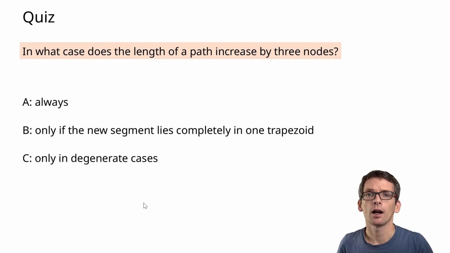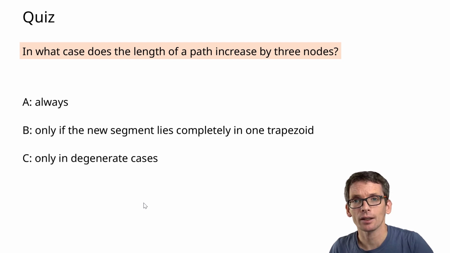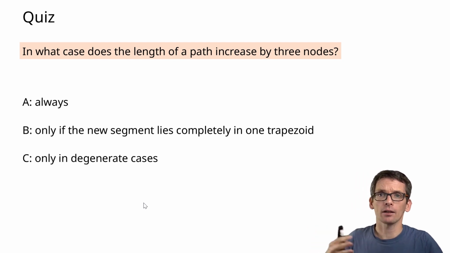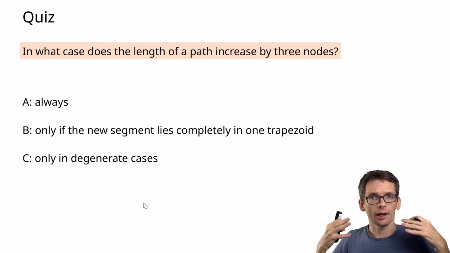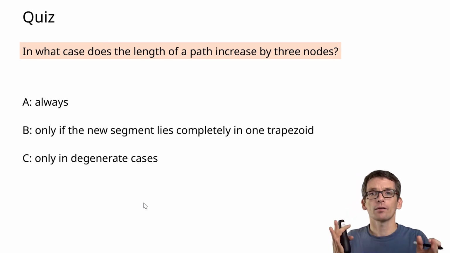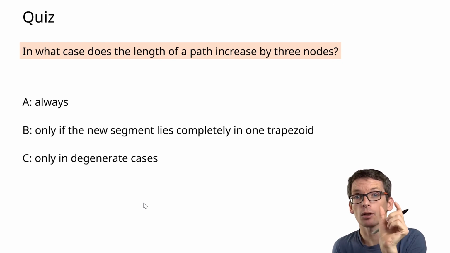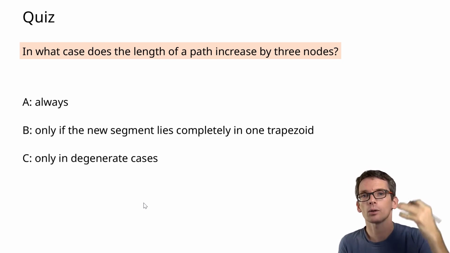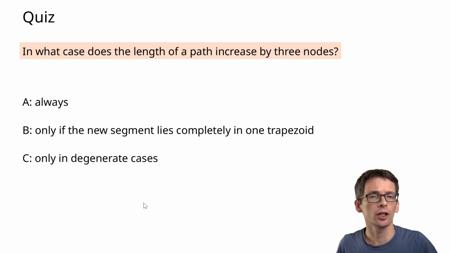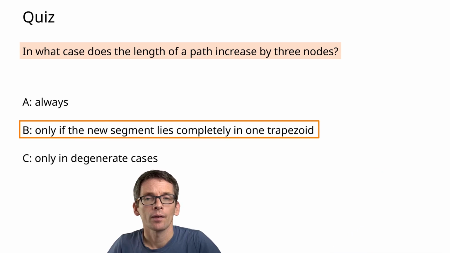So that's our next quiz. In what case does the length of a path indeed increase by 3 nodes? Is it A, always, so every time we update this happens, or B, only if the new segment is completely in one trapezoid of the old decomposition, or C, it only happens in degenerate cases? The correct answer is B.